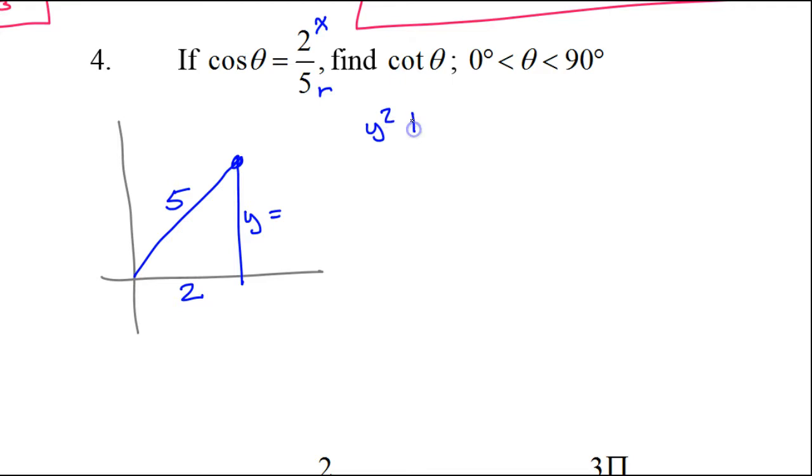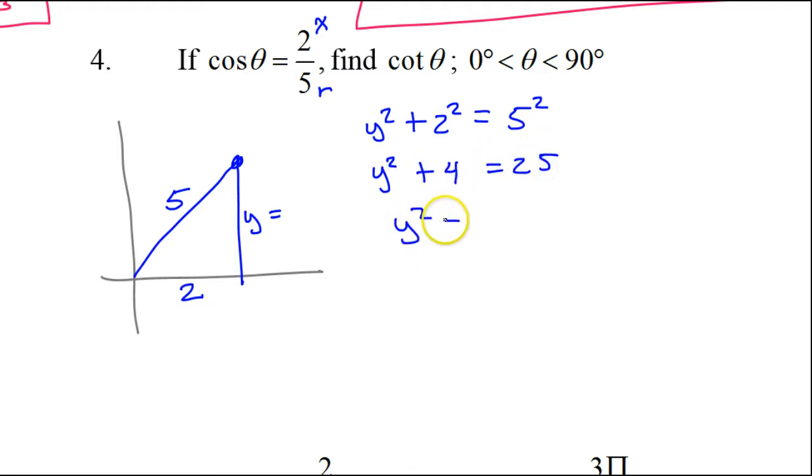So y squared plus 2 squared is going to equal 5 squared. So y squared plus 4 will equal 25. So y squared will equal 21 once you subtract. So y will equal plus or minus the square root of 21. Because this y value is up, this should be a positive radical 21, not negative. Okay, so y is radical 21. And of course, this is the theta.